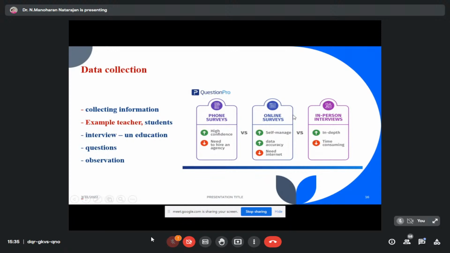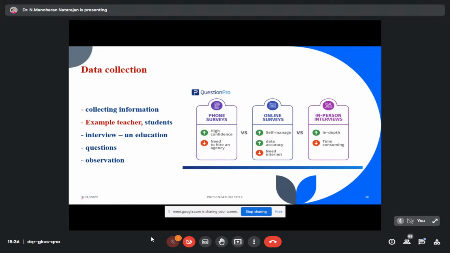Next one, online survey: self-managed, data accuracy, needs internet. Internet should be there. This is the disadvantage of the online survey. For the high-confidence phone survey, we need agencies, because we can't make every call ourselves. We can make them, but it will take time. If data collection exceeds 2 years, then our entire research will go for 10 years. For that reason, we take data through phone surveys.